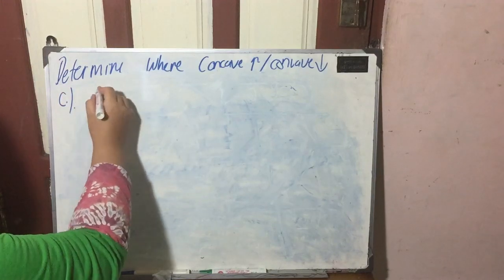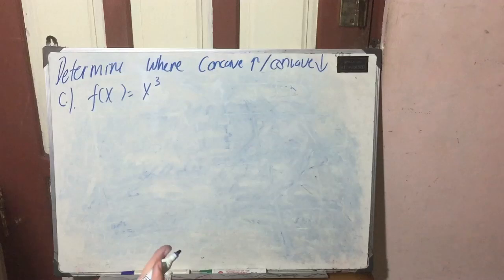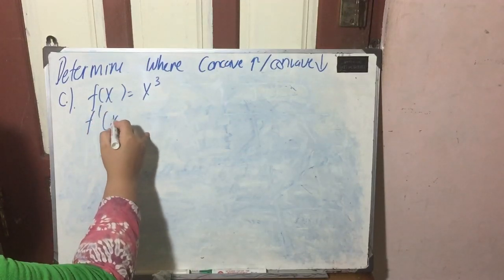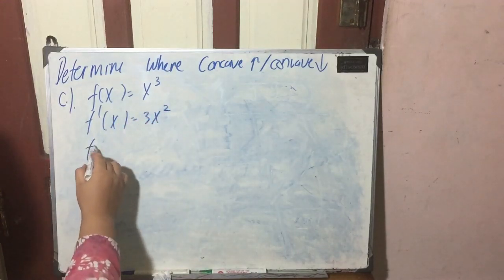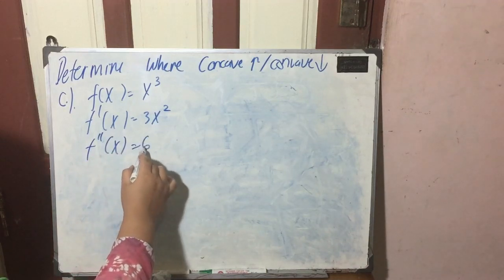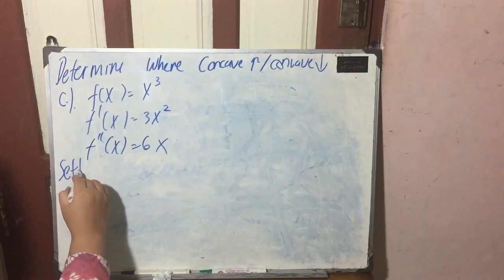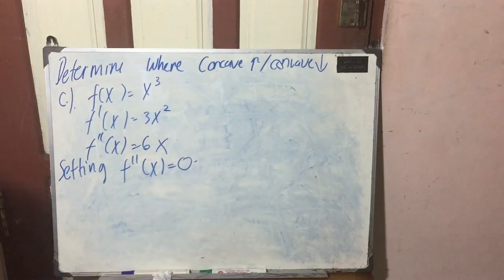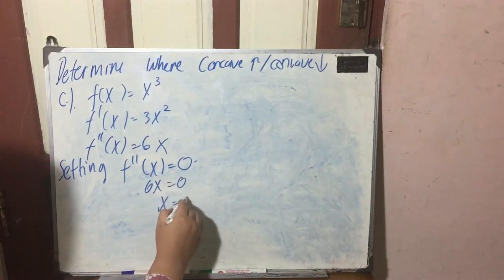Another example is f(x) equals x to the power 3. So determine where it is concave up and concave down. From here, we need to take the derivative. The first derivative is 3x squared. And then the second derivative is 6x. So from here, we set the second derivative equal to 0. So 6x equals 0, so x equals 0.